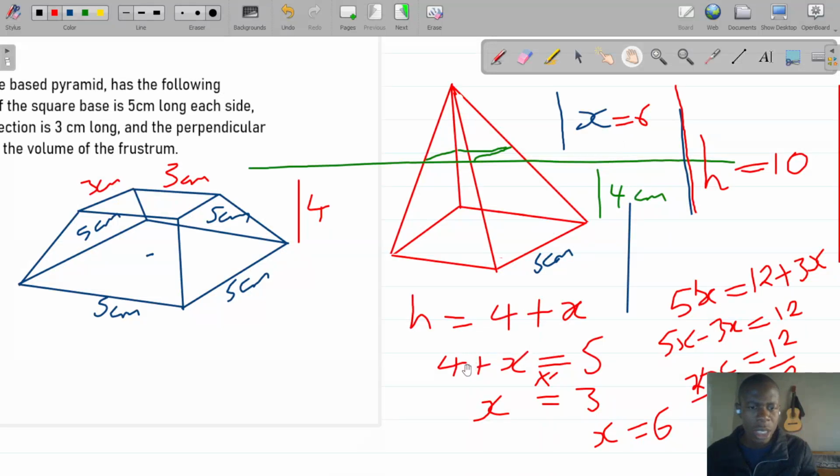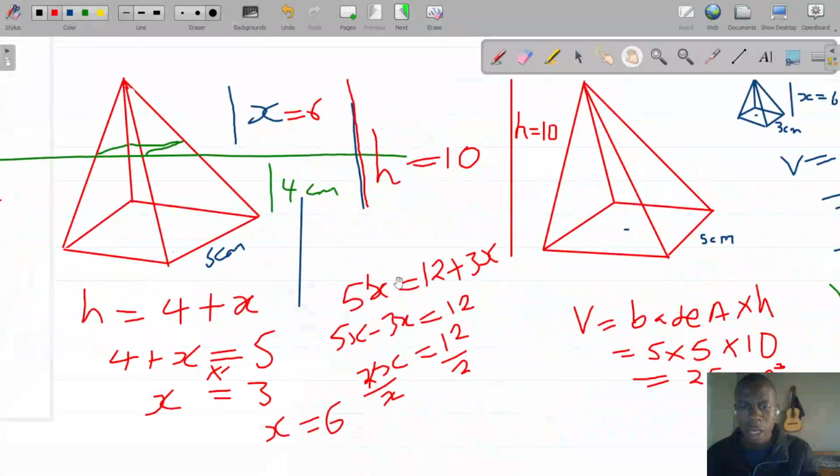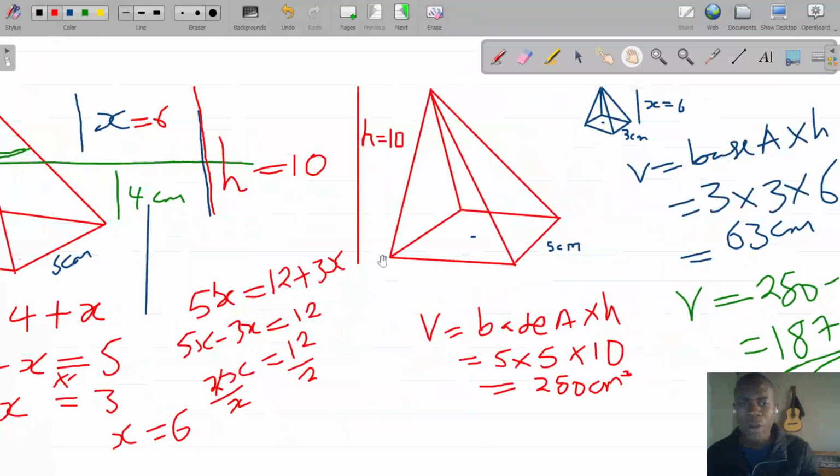So we just do proportions. So we say h, which is x plus 4 or 4 plus x, over 5 is equal to x over 3. When we simplify, we get our x equals 6 there. Then from there we write out the height of the original base. We just replace with x. H is 4 plus x there, and so on and so forth.